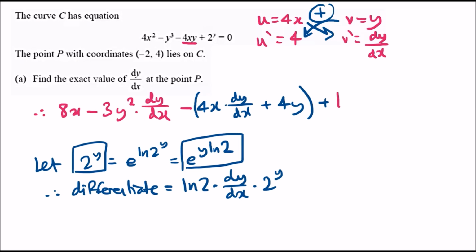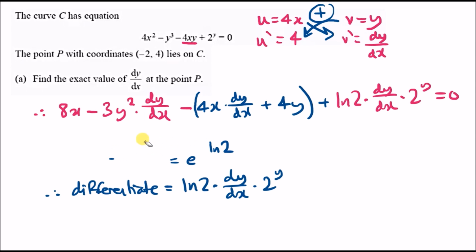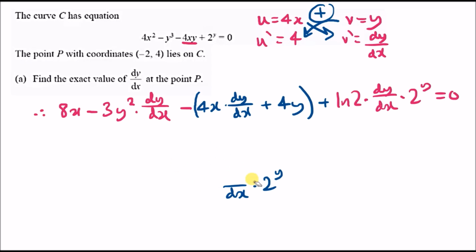So we could just say log 2 times dy over dx times 2 to the power y, all equal to 0. Now, let us move on. The question now tells us that we've got to find the exact value of dy over dx. So technically, we need to make it the subject.